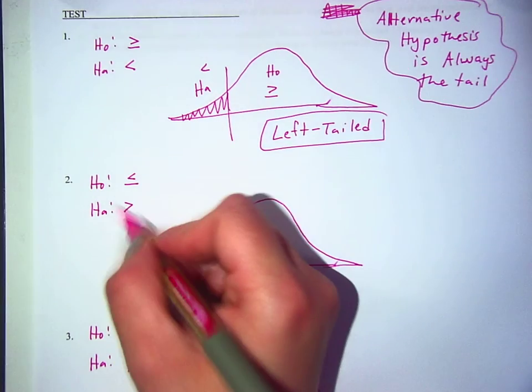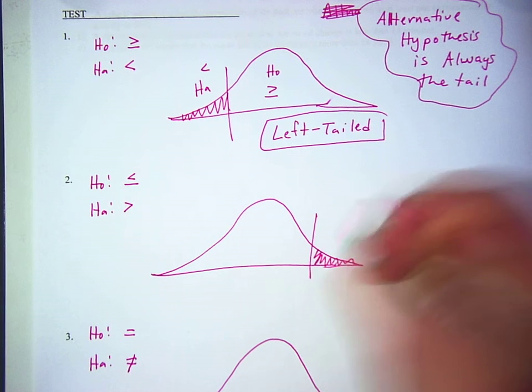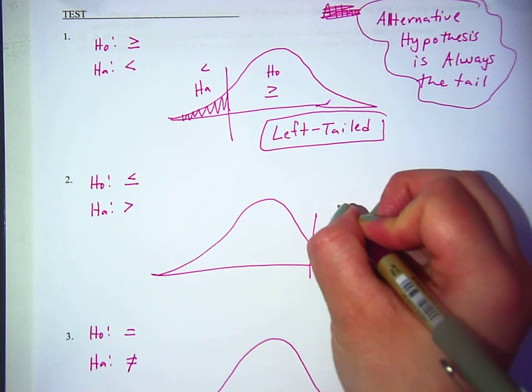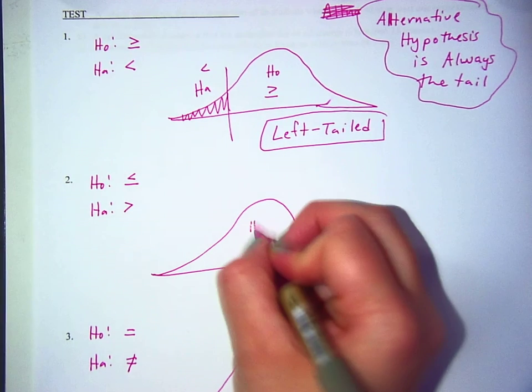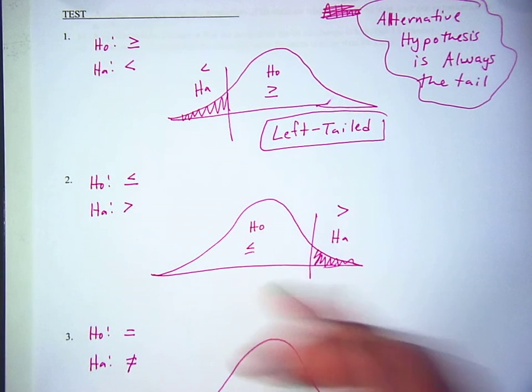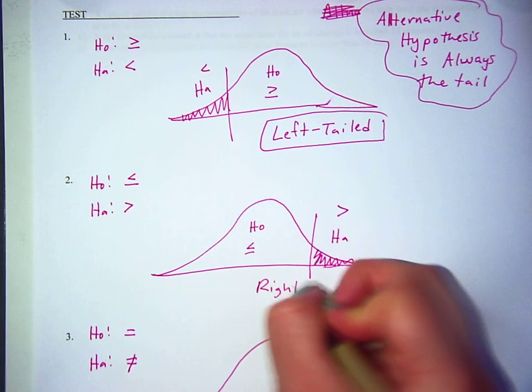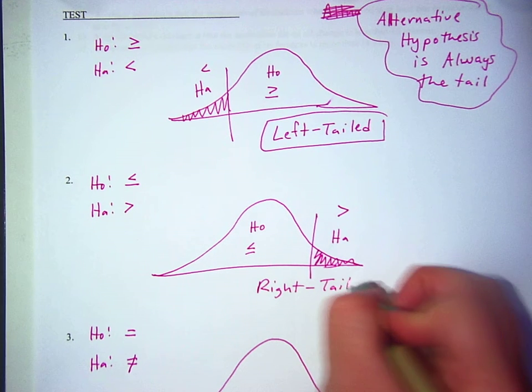Okay, this one, the tail is greater than, that's over here. H sub A is greater than on the right. H sub O is over here, less than or equal to. H sub O is always the bigger area. H sub A is always the smaller area. And I'm guessing that you can guess that this one's called a right-tailed test.